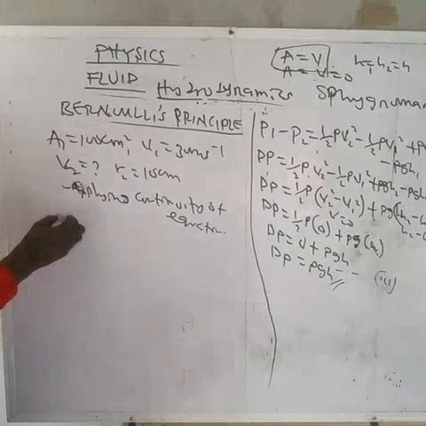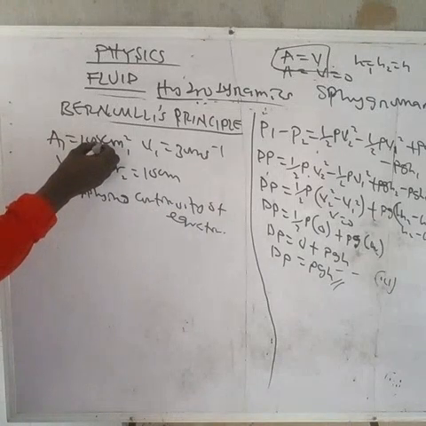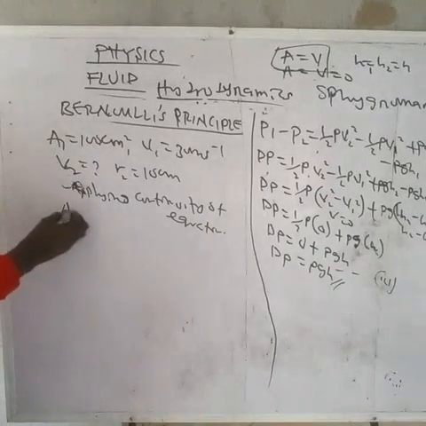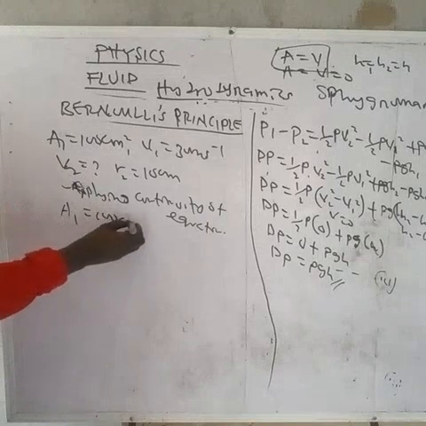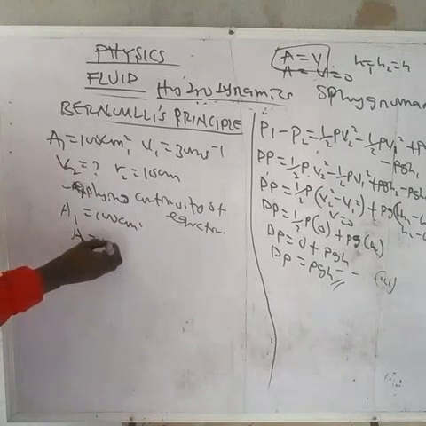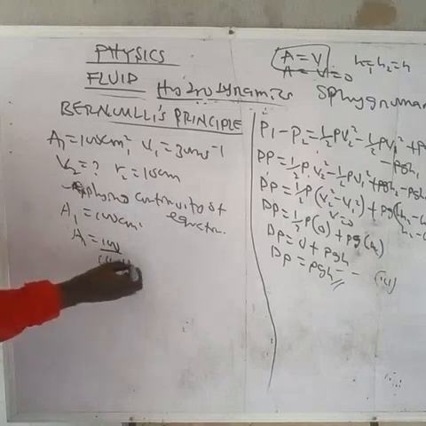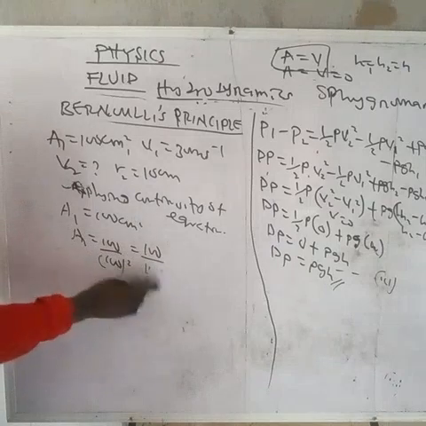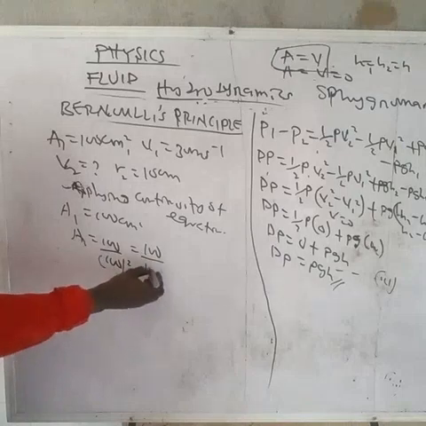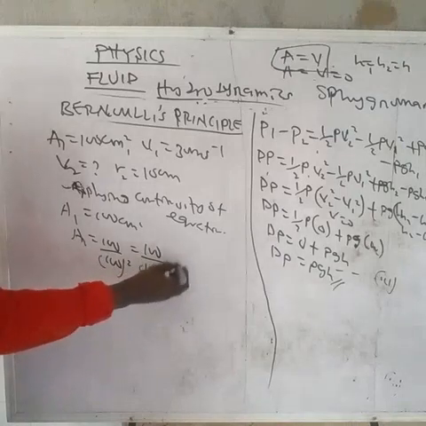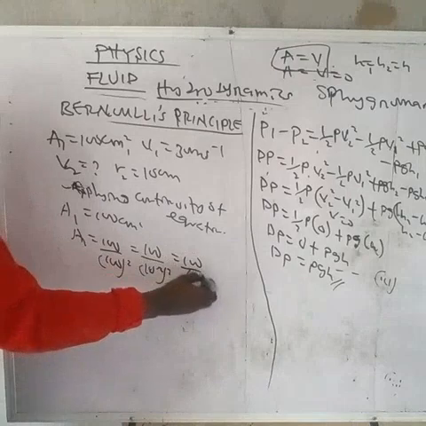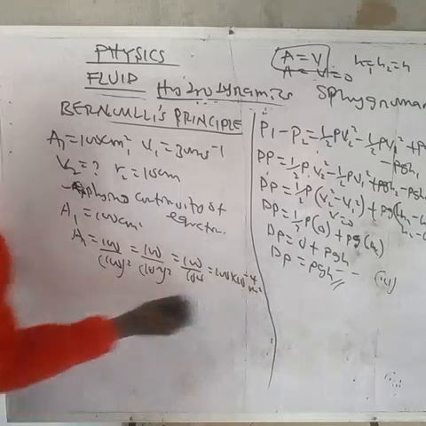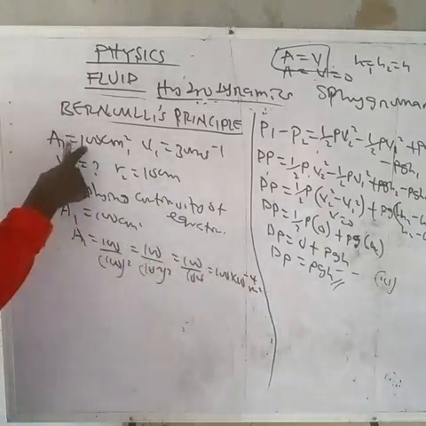Now your A1 is given as 100 centimeters squared, right? So convert 100 centimeters squared to meters squared. A1 is equal to 100 divided by 100, all raised to power 2, which is 100 over 10 raised to power 4, which is 100 multiplied by 10 raised to power minus 4, in meters squared. That is area 1, converted from centimeters squared to meters squared.